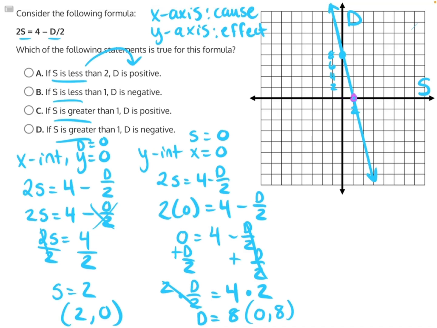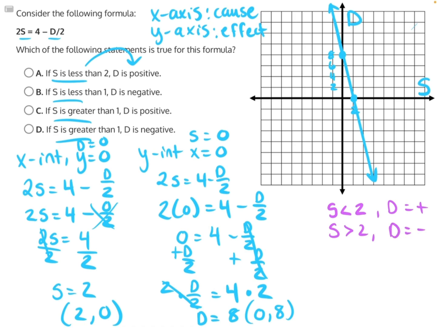Let's focus in on our x-intercept. Everything that is less than our x-intercept has positive d values, or d values that are above the x-axis. And then everything that is greater than our intercept has negative d values. So we can say that when s is less than 2, d is positive. But when s is greater than 2, d is negative. And that will help us find our correct answer.